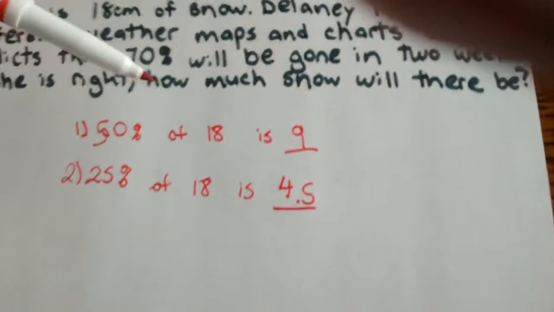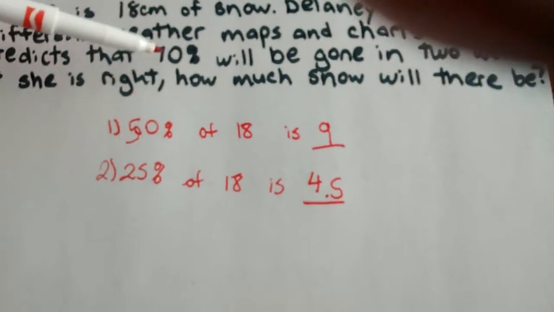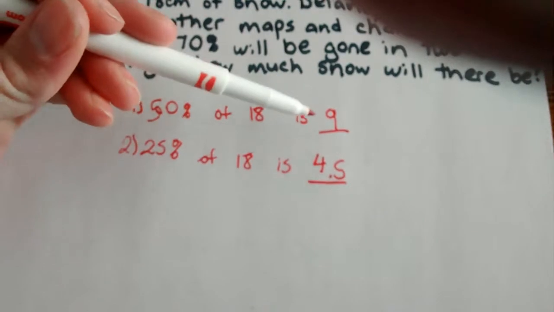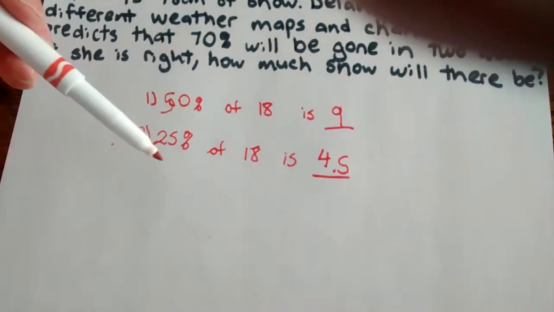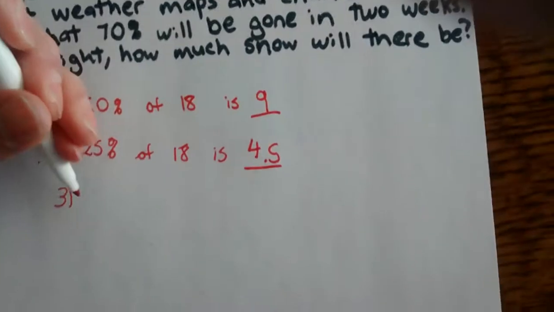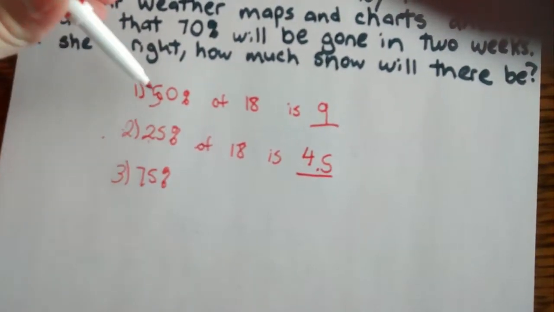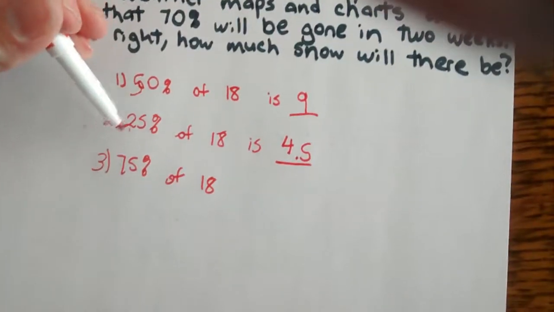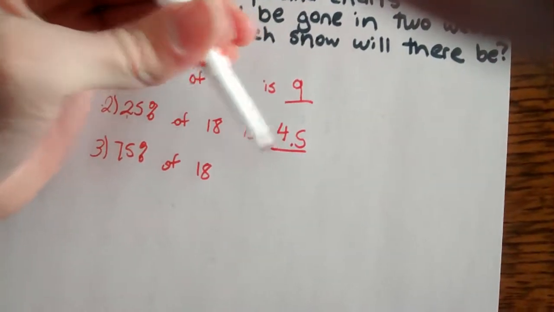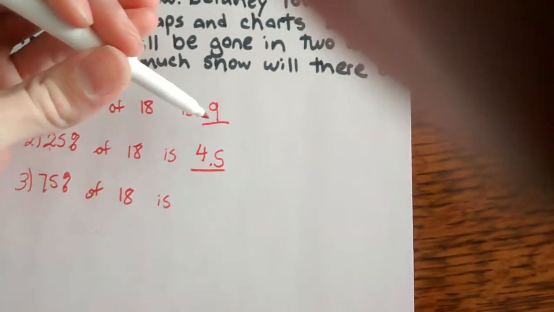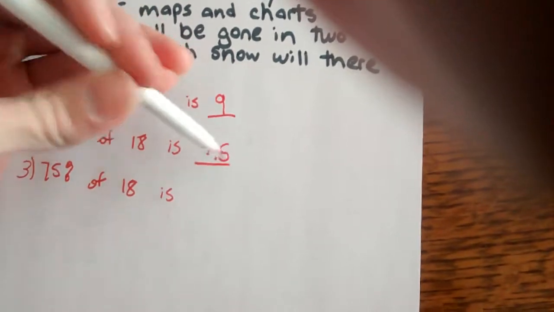So now we have all these, but as I already mentioned, we're looking at a 70% snow loss. And we just keep going down. This is a 50% snow loss. This is only a 25% snow loss. So let's do a third guess based on what we've already done. And let's say 75%. Well, 75% is 50 plus 25. So logically speaking, if 50 plus 25 is 75, if we add these two together, we'll get 75% of 18. So 9 plus 4 is 13. Tack on the 0.5.